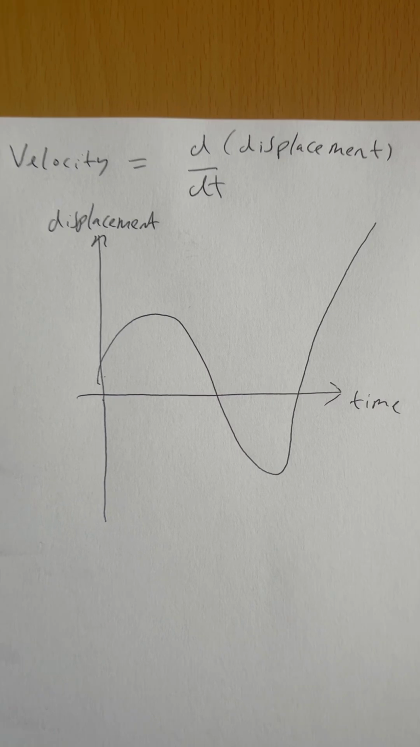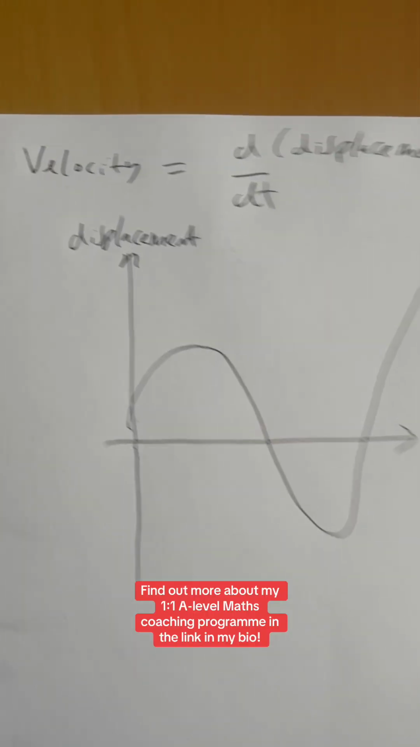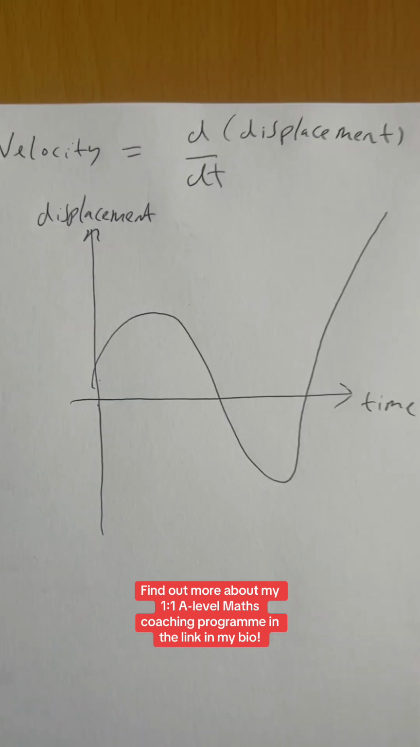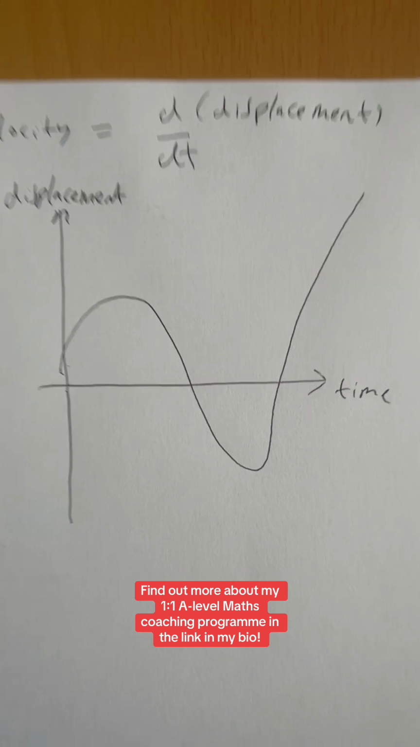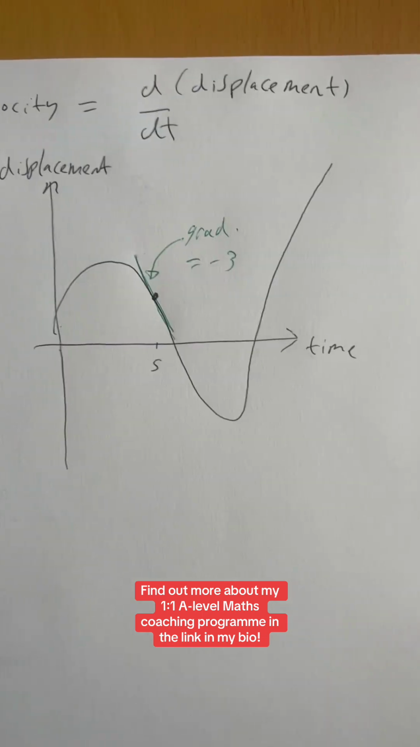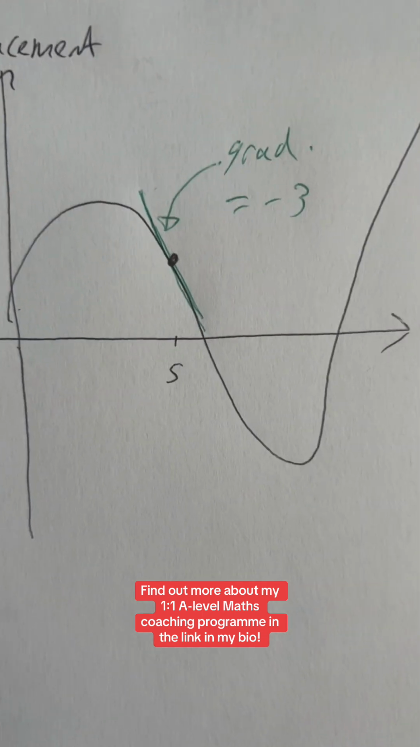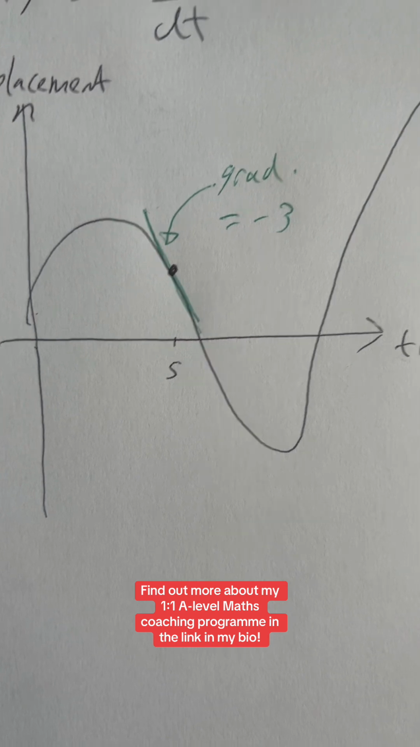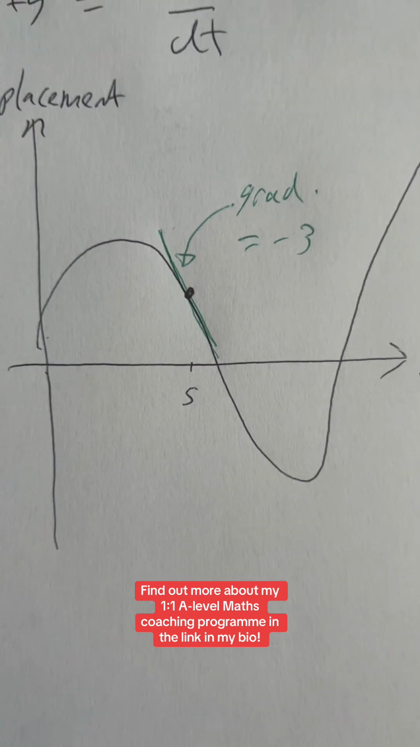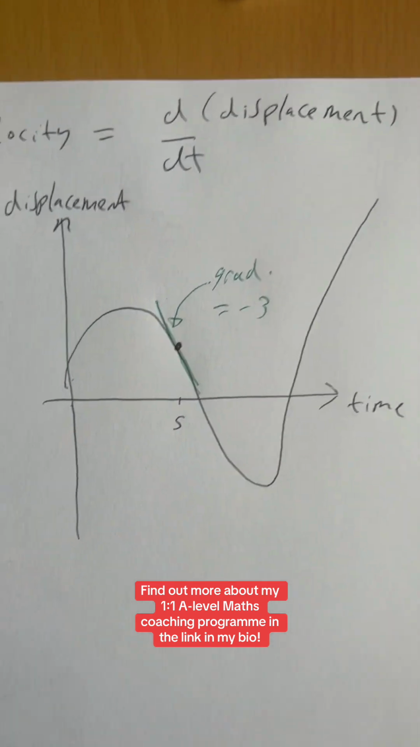Because if you think about a random displacement time graph, or you can think about a distance time graph without the negative numbers, the gradient gives you the velocity. Gradient is the velocity, you differentiate the displacement over time. So as an example, let's look at 5 seconds. 5 seconds into the journey, the gradient looks like -3. So the velocity at that point in time in the journey is -3.